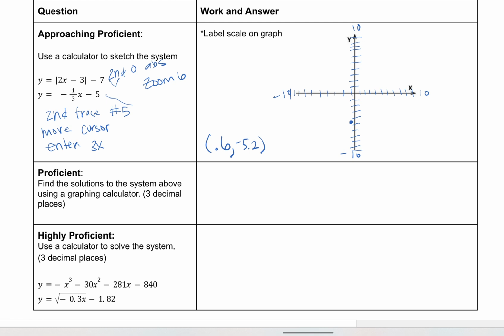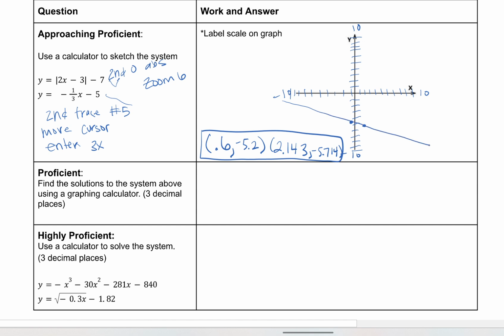And then we do it again, second trace 5, move our cursor to the other spot where they cross. And this time I get 2.143 and negative 5.714. Okay, so those 2 points are where they intersect. And if I go to 2 and negative 5.7, that's about right there. Okay, so we know that both lines are going to cross right here.